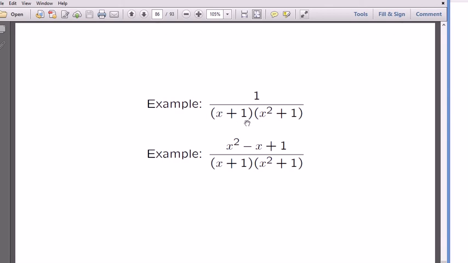Is x plus 1 irreducible? It's irreducible. You can't reduce it any further. Degree 1 is the bottom, right? How about x squared plus 1? Irreducible because the zeros are i and negative i, or the discriminant is negative 4. So this is an irreducible factor, monic. They don't have common factors, right? So our theorem applies. Okay, let's do that.